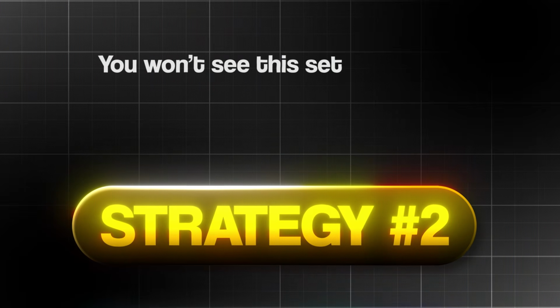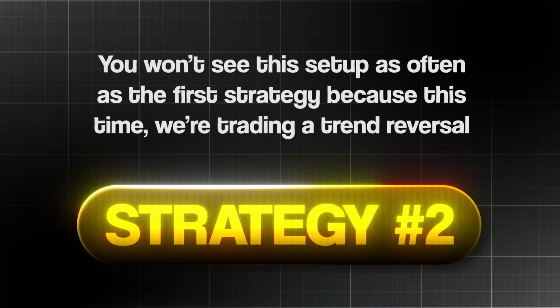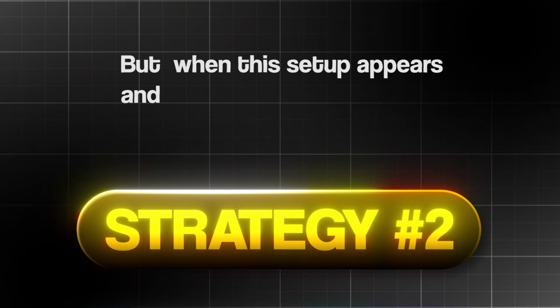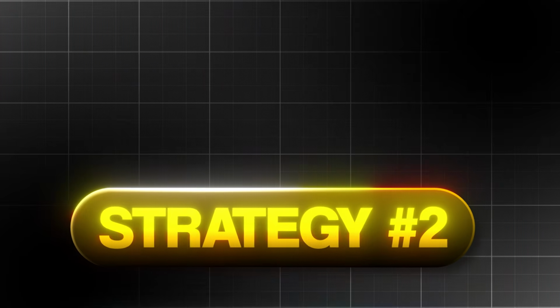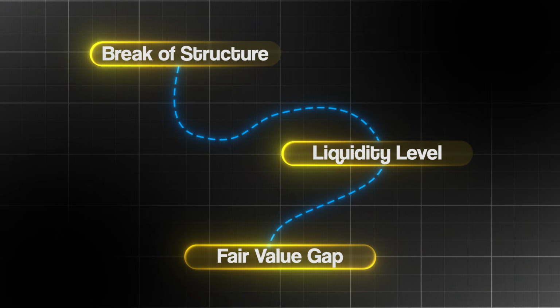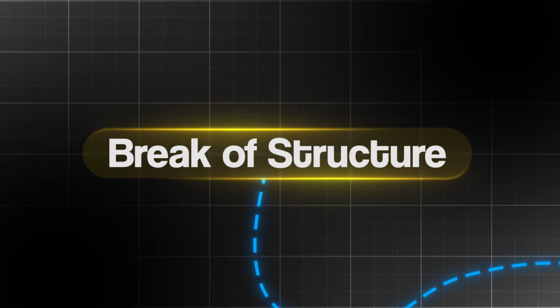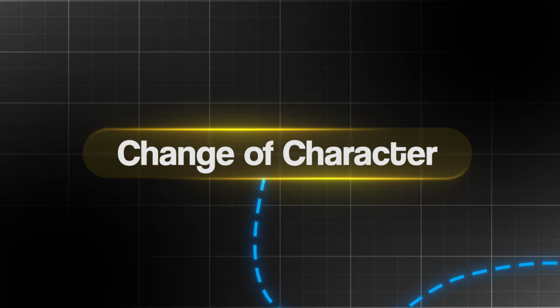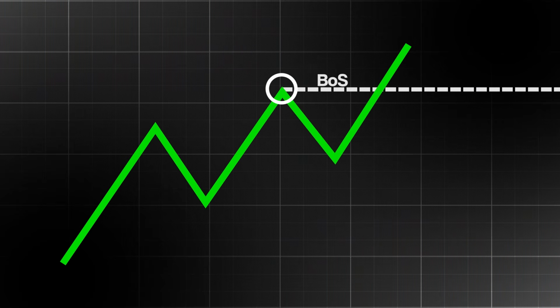You won't see this setup as often as the first strategy because this time we're trading a trend reversal. But when this setup appears and is traded correctly, it can deliver even bigger profits. This strategy works best on higher time frames, the 1-hour chart and the 4-hour chart. Just like the first strategy, this one also has 3 steps. But instead of looking for a break of structure in step 1, we're looking for a change of character. So let's quickly explain what that means. In an uptrend, when price breaks the previous major high, we get a break of structure.